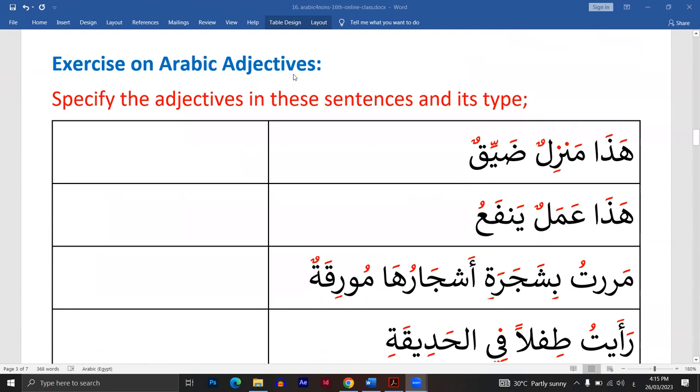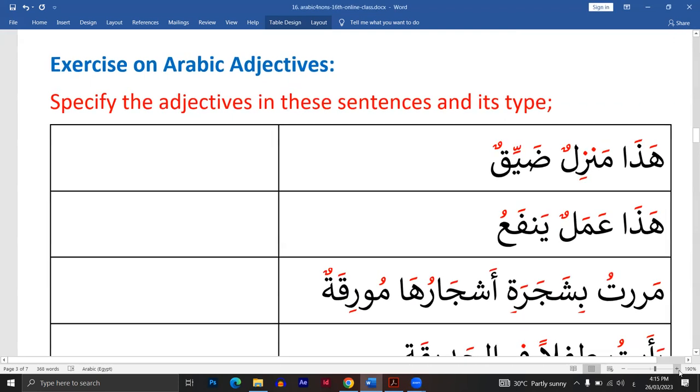So we have some sentences here. Who is going to read the first one? If you are ready, please raise your hand.